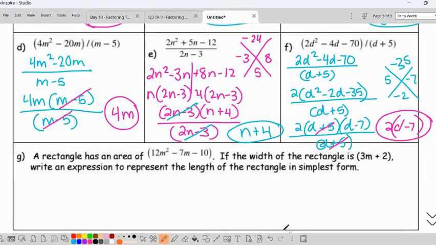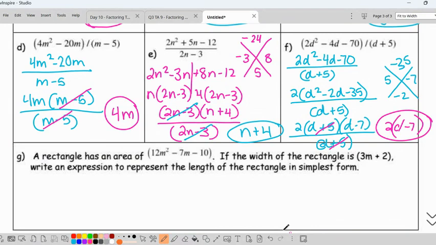Okay, take a look at the next row, D, E, and F. For D, we just had a greatest common factor of 4m that we moved out of the front, and we were left with m minus 5. That became our common polynomial, so we removed that, and we're left with 4m.